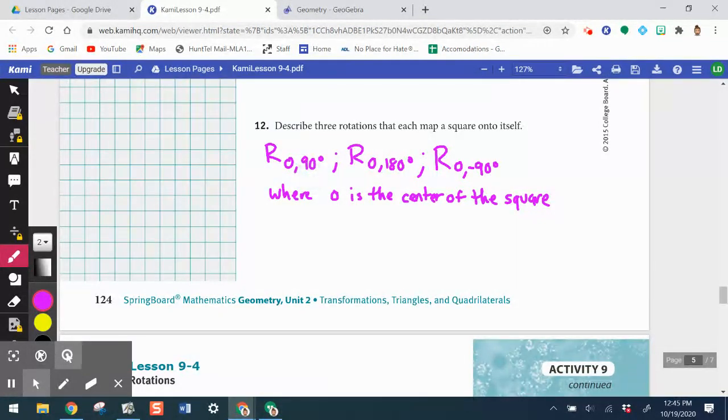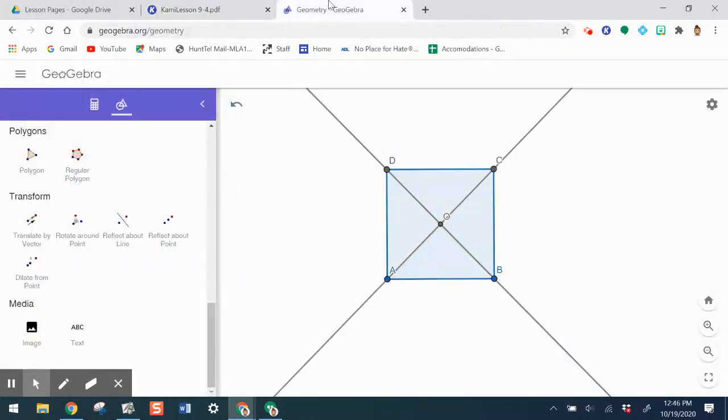So what I came up with, very similar to the book, rotation of 90 degrees. In this case, that is counterclockwise, rotation 180 degrees, and a rotation of negative 90 degrees, which is clockwise, where O is the center of the square. So I wanted to show what that looked like on GeoGebra because GeoGebra is off the coordinate plane, or we don't have a coordinate plane. And all I did was draw these lines to find the center of the square, which I labeled O.